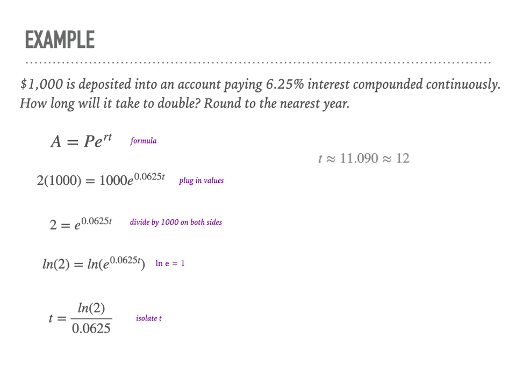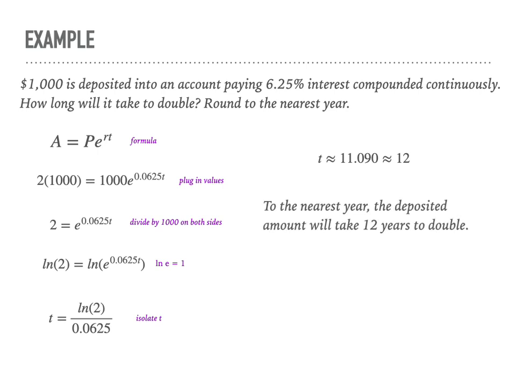So we get that t is equivalent to around 11.09, which, rounding to the nearest year, we have to round up because technically it will not double at 11 years. It will double the year after, which is 12. So it'll take 12 years to double the deposited amount. Make sure to write your answer in a complete sentence.